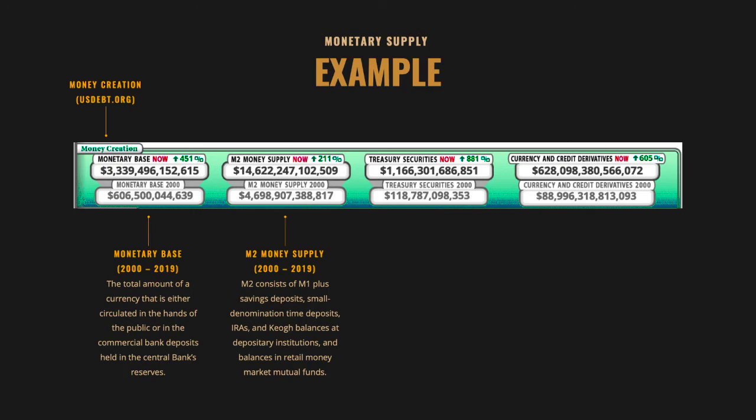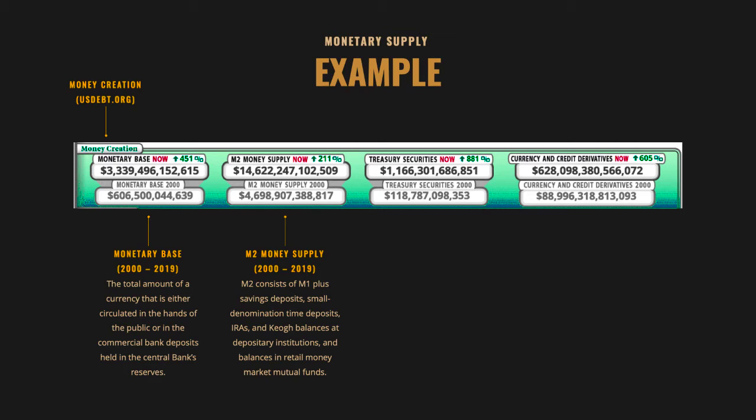Then we have the M2 monetary supply over here. Again, from 2000 to 2019, we've seen a 211% increase. The M2 consists of M1, so all of the M1 money, plus small savings deposits, small denomination time deposits like CDs, IRAs, and Keogh balances at depository institutions, and balances in retail money market mutual funds, etc. So it's money that's less liquid. You can still get to it, but you have to jump through more hoops to get to that money.